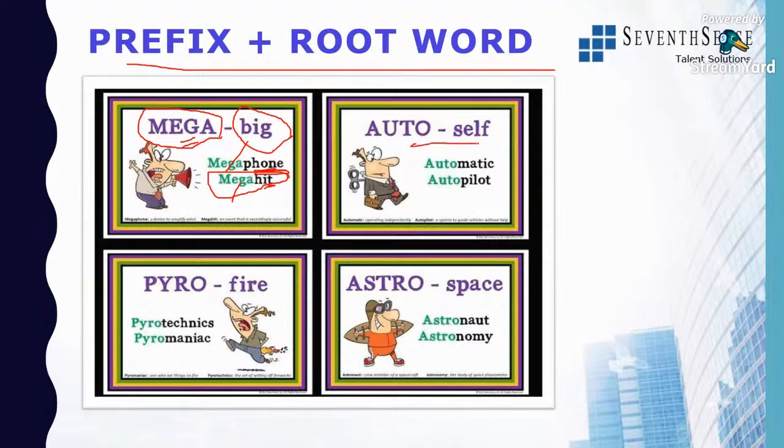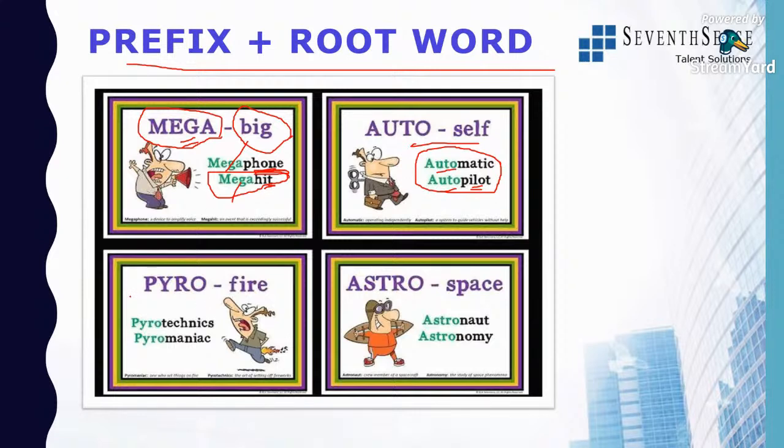Coming to auto, it means self. Auto at the start means self-starting. It starts by itself, right? Automatic. Autopilot means no need of a pilot. Pilot is nothing but the person who runs the train, who runs the aeroplane and all. Automatic is nothing but which does its work without any human assistance.